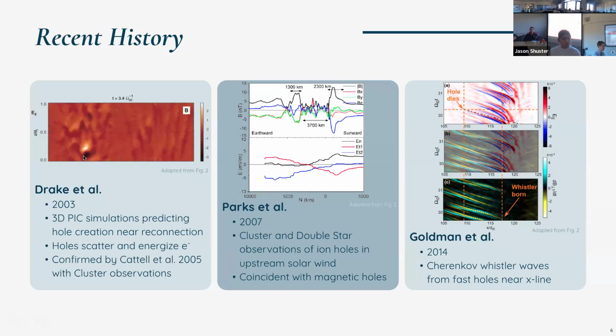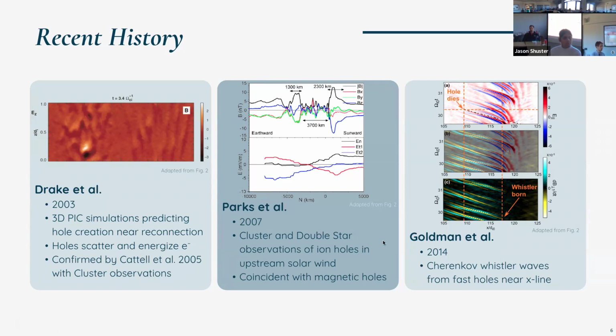This picture is actually a picture. This is a single electron hole here. This is the electric field, so there's this kind of bimodal structure. And these predictions were actually confirmed a few years later by a different paper with Cluster observations. So they actually saw this kind of hole creation near reconnection happening. And later, a few more papers.